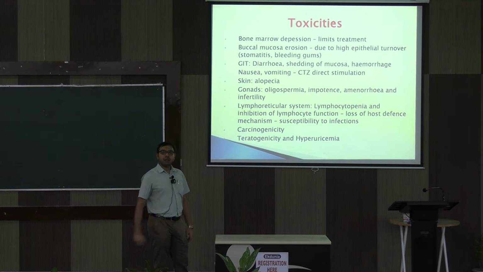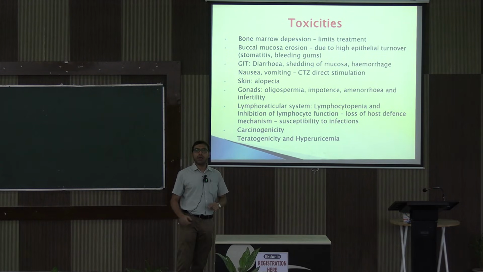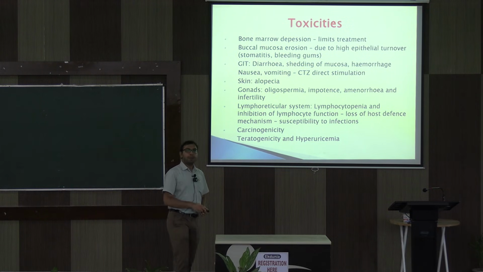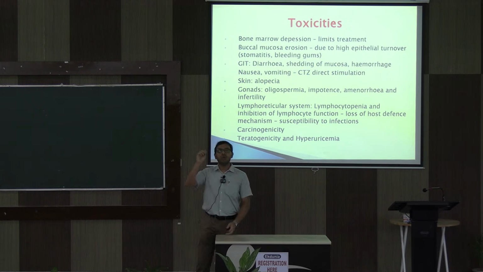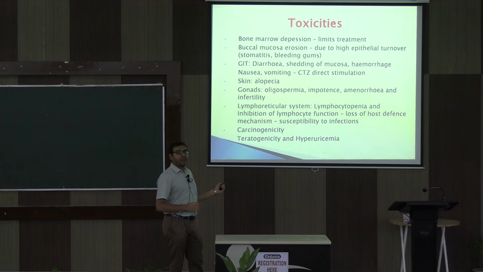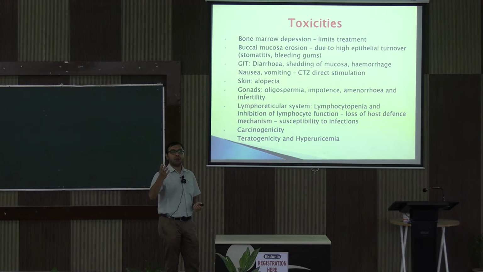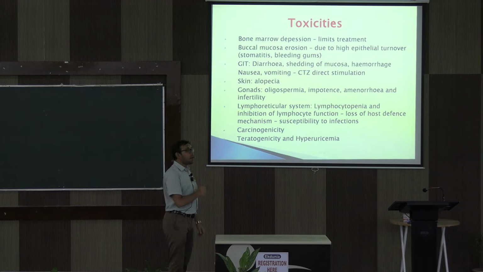In the gastrointestinal system, again the mucosa can be damaged, so there may be diarrhea, shedding of the mucosa, and hemorrhage. Nausea and vomiting may happen because the CTZ center in the brain is stimulated. In the skin, there may be alopecia. This is very common; hair loss is very common with cancer chemotherapeutic drugs. In the gonads, again, rapidly proliferating cells are there, so there may be oligospermia, impotence, amenorrhea and infertility.